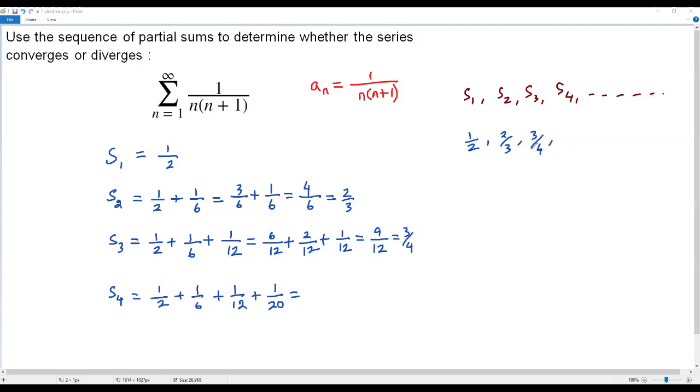Now let's find the value of S4, the fourth partial sum. When I consider the denominators 2, 6, 12, 20, the least common multiple is 60.